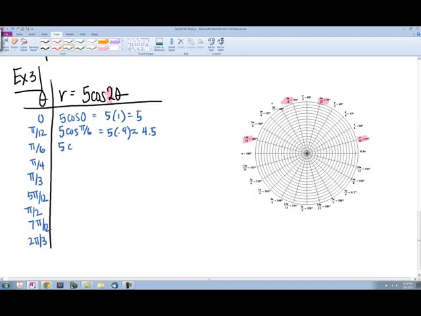And then when we plug in the pi over 6, we actually get a pi over 3, and cosine pi over 3 is going to be 0.5. So I get 2.5. Then I'll have 5 cosine pi over 2, cosine pi over 2 is equal to 0. And then we move on down the line. So go ahead and fill these out with me or on your own.